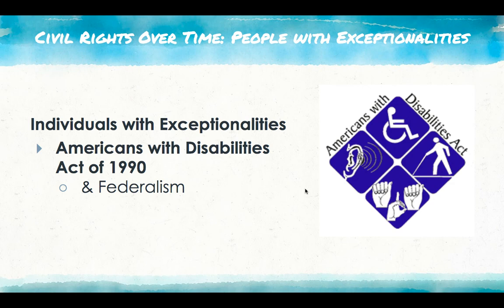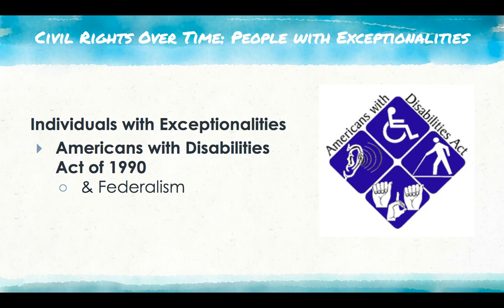Another group that the government has extended civil rights to over time would be people with exceptionalities. And we describe people with exceptionalities with disabilities. So we see the passage in 1990 of the Americans with Disabilities Act. And what this does is basically the national government requires states to follow regulations to make sure that people with disabilities aren't being treated differently. They're required to build certain access points, right, to make sure everyone has that equal access to buildings, for example.